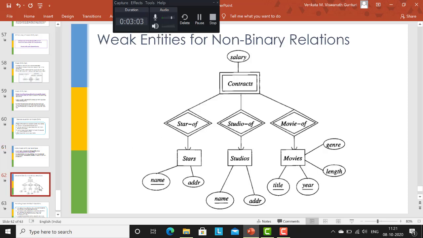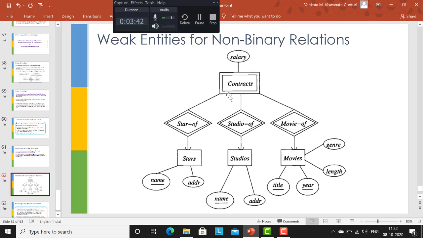Okay, yeah. So here, I took this picture from your Ullman textbook. So you might remember this contracts multi-way relation between stars, studios and movies. I've been talking about this for several videos now. So a multi-way relation can be converted into a weak entity like this. Okay, so over here the contracts relation is supported by three things, stars, studios, and movies, right?